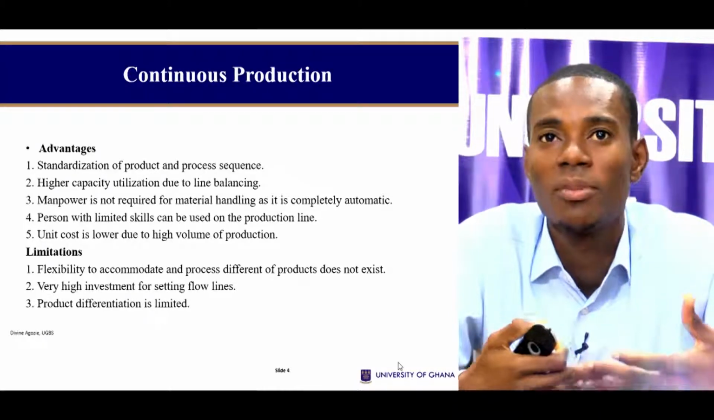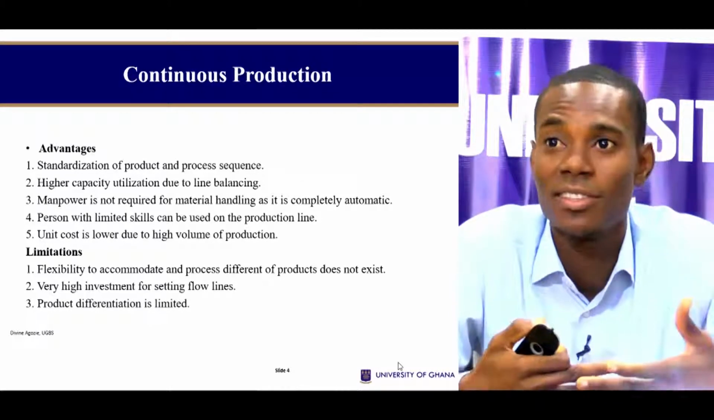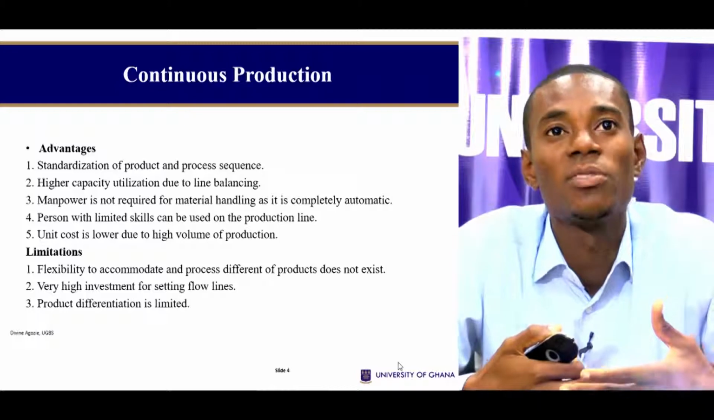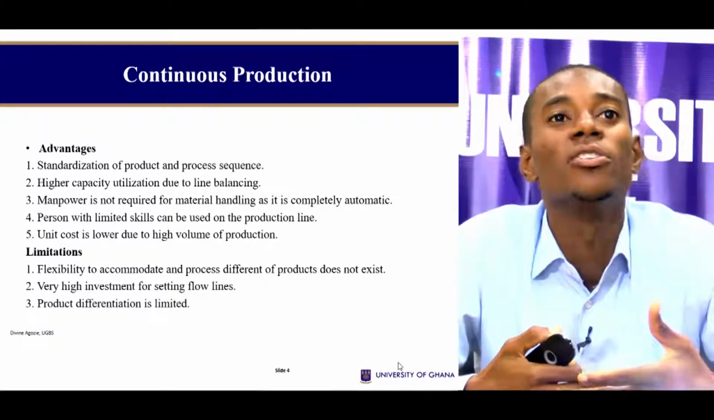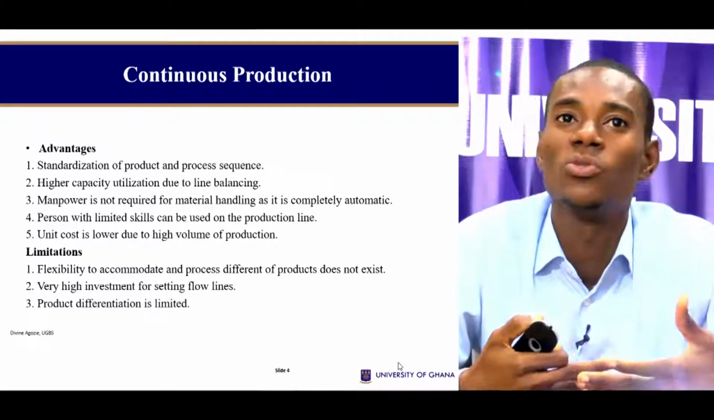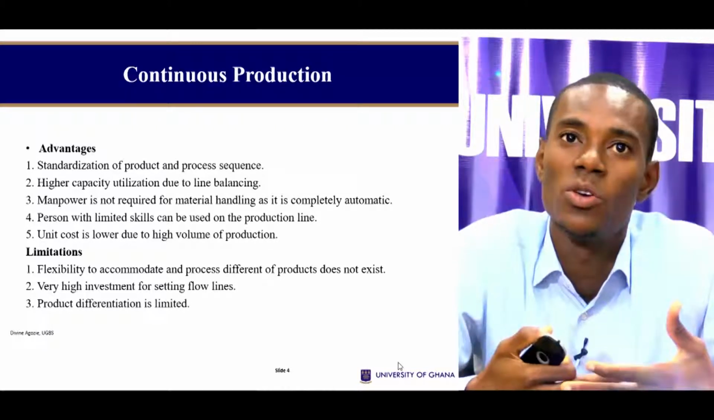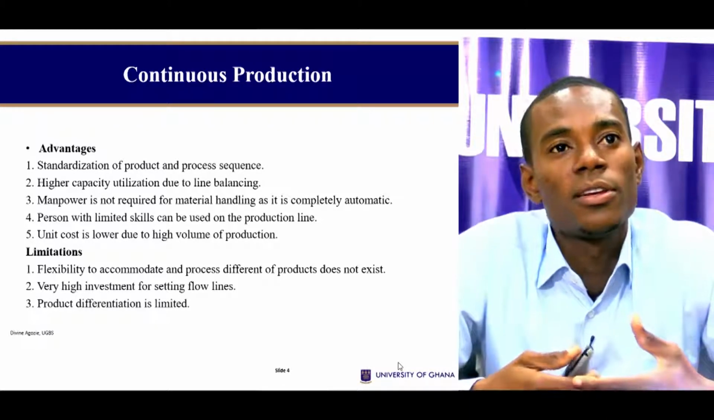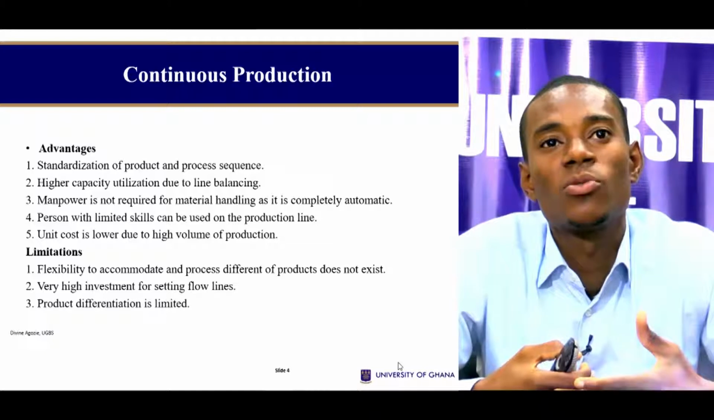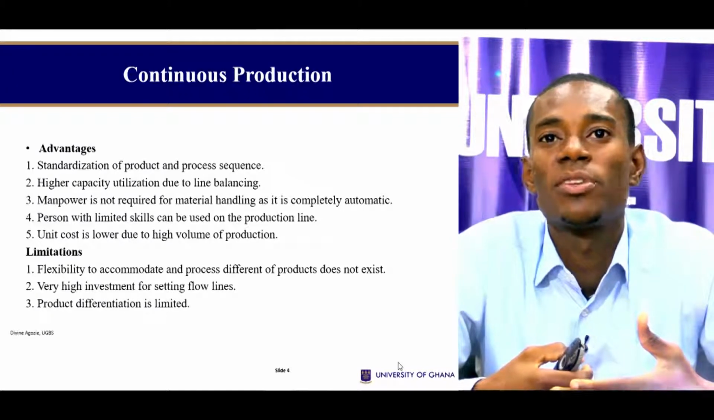But the machines wouldn't do that. But in some sense, it has its disadvantages too, I must say. Now, persons with limited skills can be used on the production line, and it's understandable. The unit cost is lower due to high volume of production, and I think we also understand this by now. Now, for the limitations, the flexibility to accommodate and process different products does not exist.